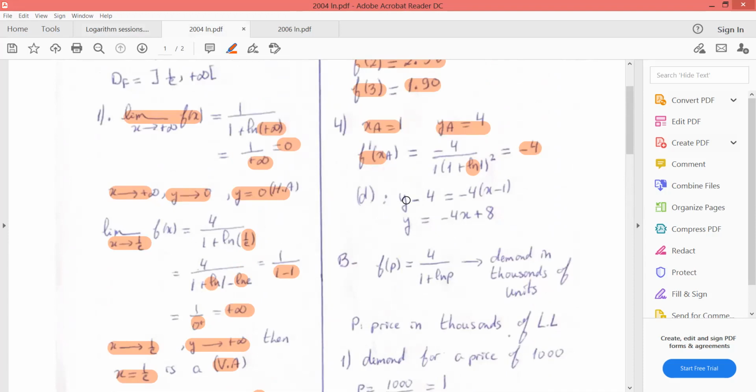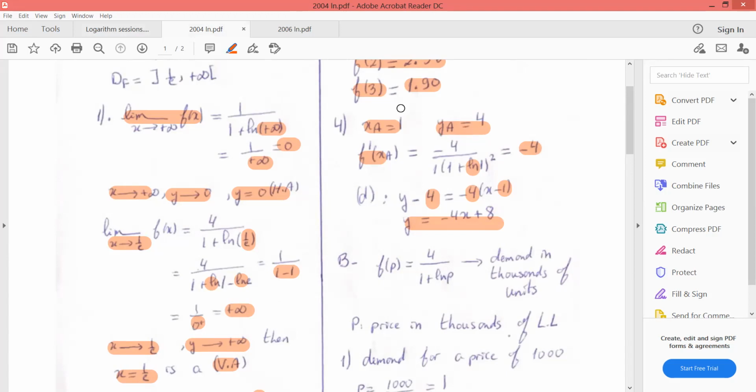Then the equation of the tangent is y minus ya. ya is 4 from here, equal slope, which is minus 4, into x minus xa, which is 1. We expand, y equals minus 4x plus 4. And I bring this 4 to that side, y equals minus 4x plus 8, which is the equation of the tangent. So the equation of the tangent, I will repeat, is y minus ya equals slope into x minus xa.